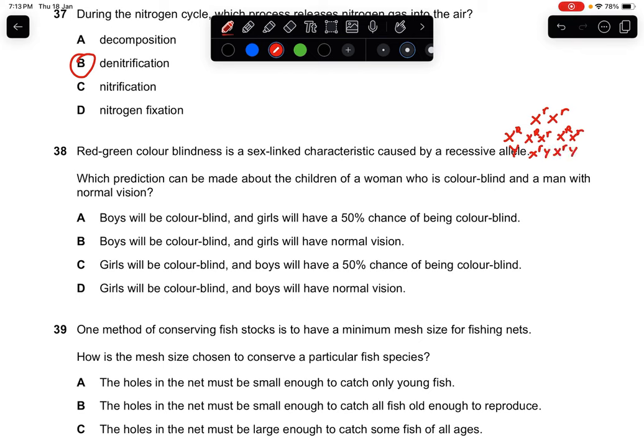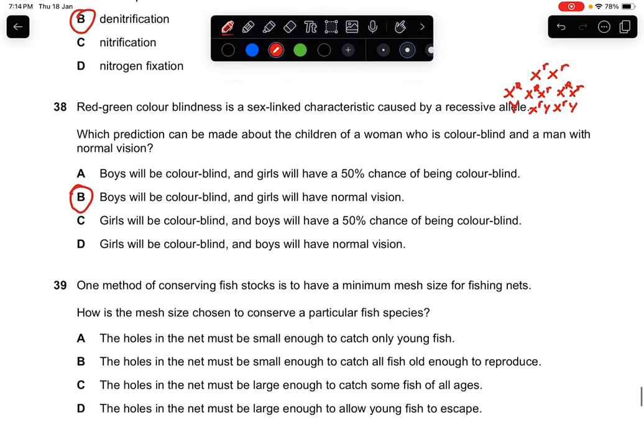So, what does this tell you from here? Boys will be colorblind and girls will have normal vision. So, the answer is B. Because R is dominant, right? Dominant shows that it has normal vision. For girls, the woman will have normal vision. But boys, on the other hand, have the recessive allele r. So, this results in boys being colorblind and girls having normal vision.